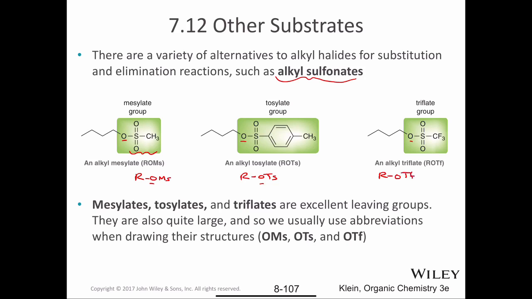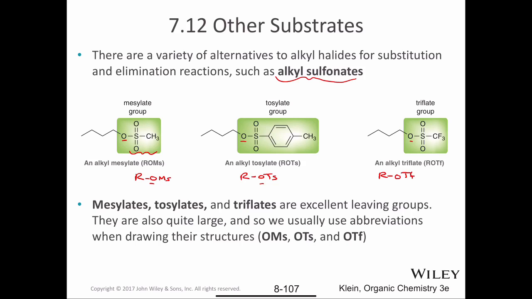And there are other names for these. So mesylate is actually a shorthand form for methane or methyl sulfonate. Tosylate is shorthand for toluene sulfonate. And triflate is a shorthand for trifluoromethane sulfonate. Anyhow, so mesylates, tosylates, and triflates.